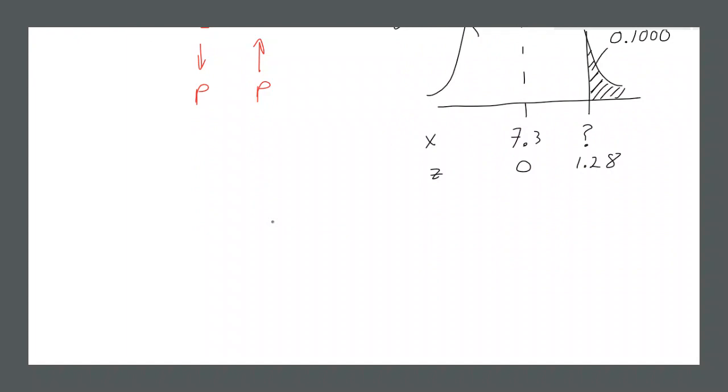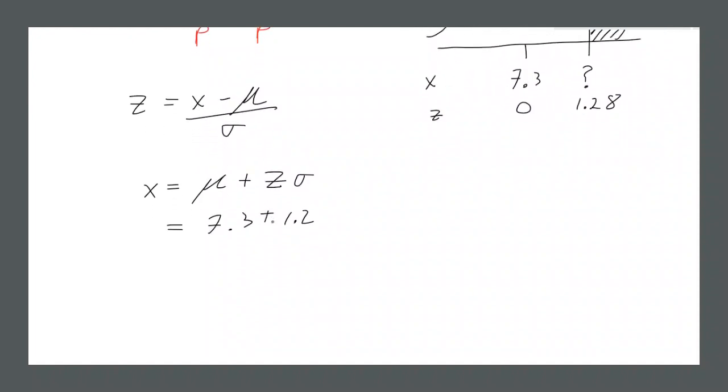Well, Z equals X minus mu divided by sigma, and if you rearrange that formula to solve for X, you're going to get X equals mu plus Z sigma. Okay, if you multiply both sides by sigma and then add mu to both sides, that's what you will get. So in our case, mu is 7.3, Z is 1.28, and sigma is 0.4.